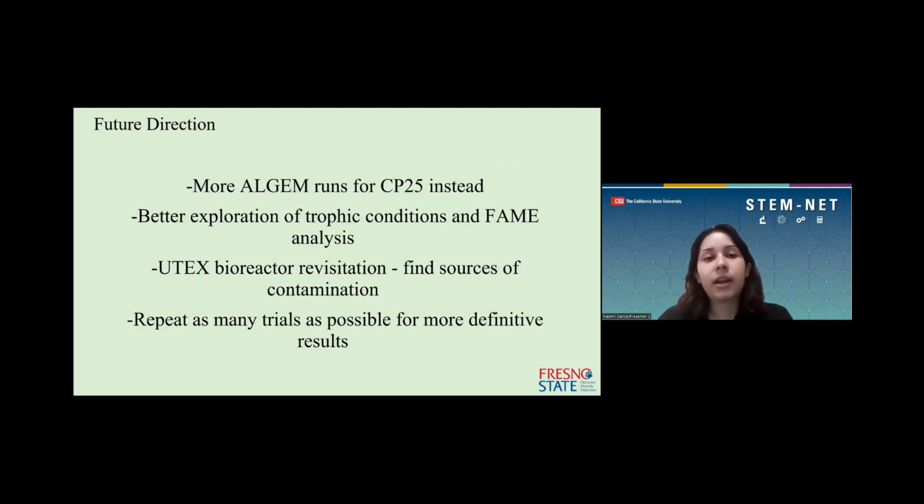Speaking of future direction, what we have planned to do is, in general, we need more algem runs for CP25 instead, because the other ones were only with CV. We need a better exploration of the trophic conditions, and we actually need to perform the FAME method of analysis to see the actual concentrations numerically of lipids in each of the samples, as well as what types of lipids were present. We need to revisit the UTEX bioreactors to find possible sources of contamination, and in general, repeat as many trials as possible to find more definitive results.